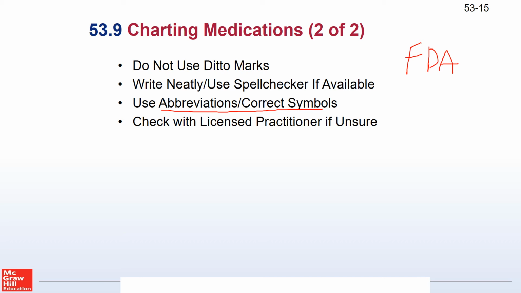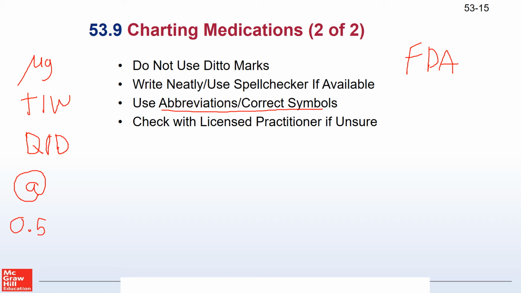So for example, microgram. How do we write microgram? The Greek letter mu should not be used. What is TIW? 3 times a week. Commonly mistaken for twice a week. What is QOD? What does it look like right now? QID. So you can't use QOD. So there's going to be a whole list of them. Here's another one. What is this symbol? It could be a 0 or a 6, depending on how messy you write it. How about numbers? Can I do .5? No. So I have to have a 0 in front of it. So these are going to be some of the standard abbreviations you should be familiar with.